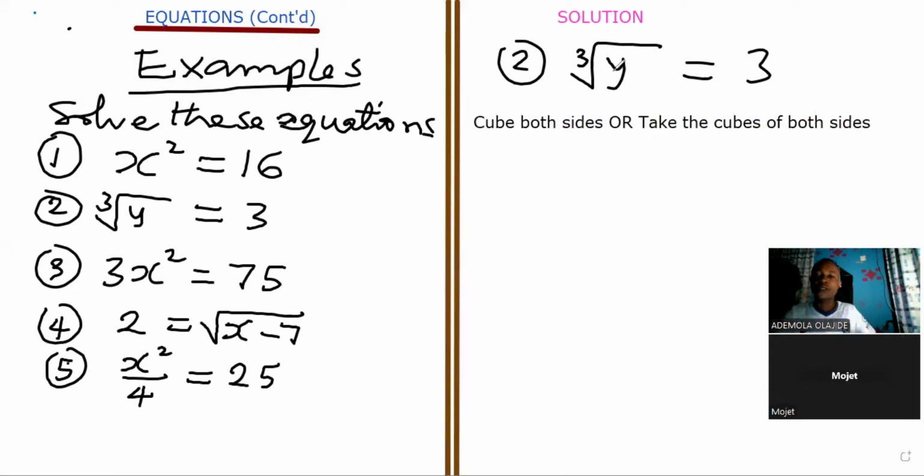once you remove cube root to the other side, it becomes the opposite, which is cube. If you remove cube to the other side, it becomes cube root. If you remove square to the other side, it becomes square root. If you remove square root to the other side, it becomes square. I will still ask you all this. If you remove cube root to the other side, it becomes what? It becomes cube. Very good. And if it is cube you remove to the other side, what does it become?